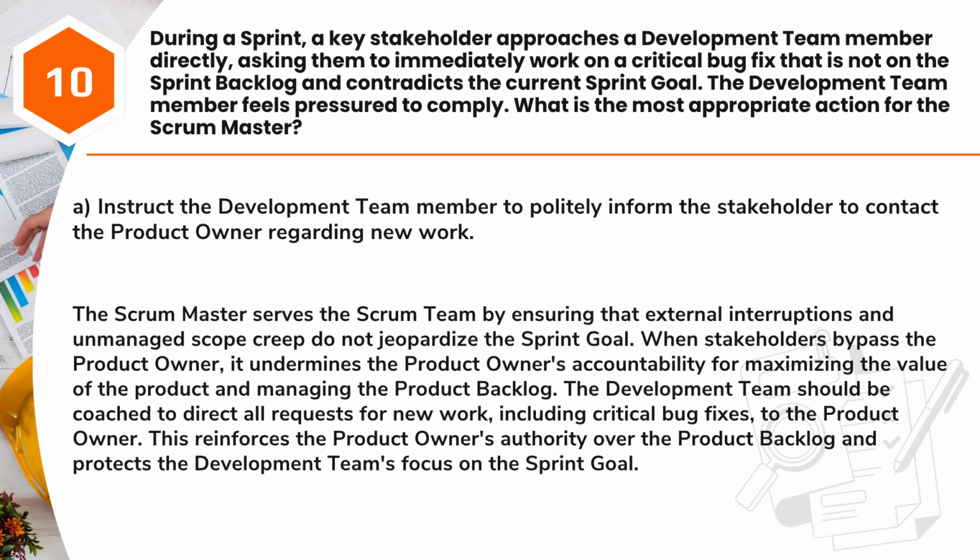Answer: A. Instruct the development team member to politely inform the stakeholder to contact the product owner regarding new work. The Scrum Master serves the Scrum team by ensuring that external interruptions and unmanaged scope creep do not jeopardize the sprint goal. When stakeholders bypass the product owner, it undermines the product owner's accountability for maximizing the value of the product and managing the product backlog.